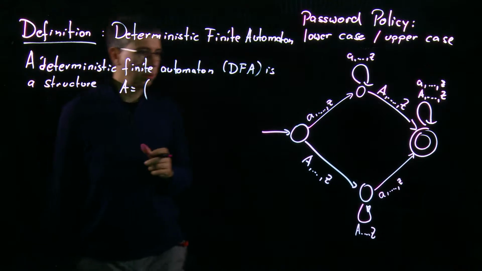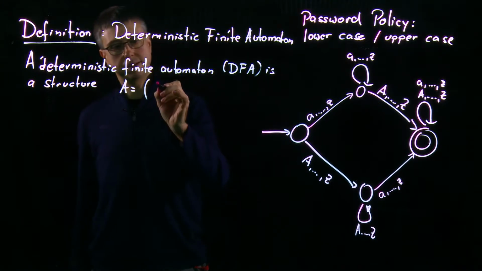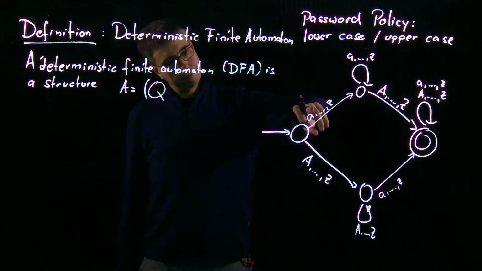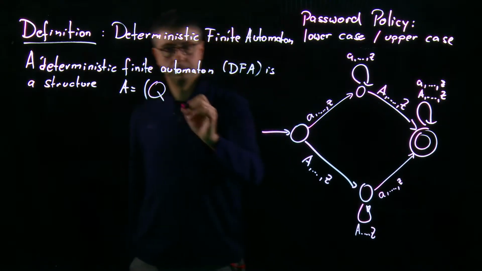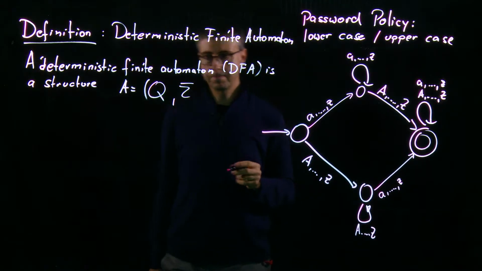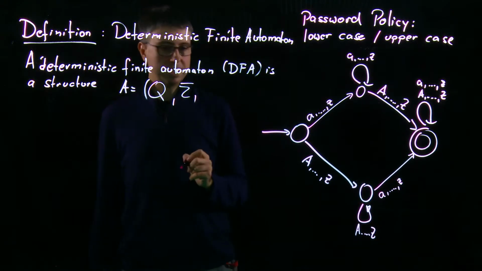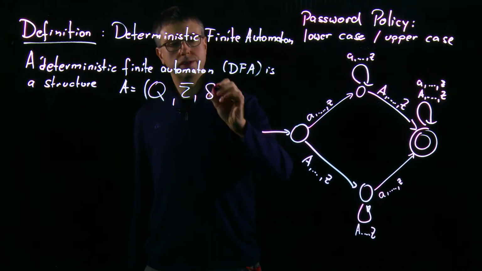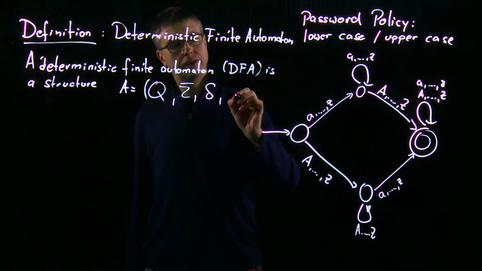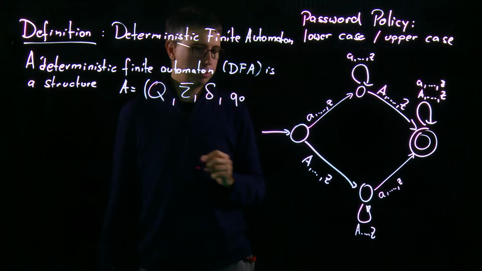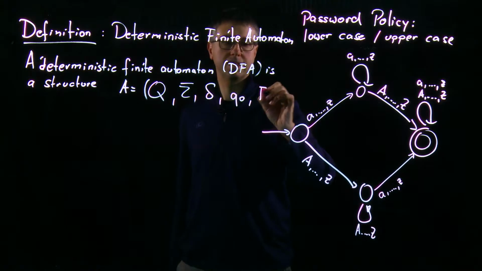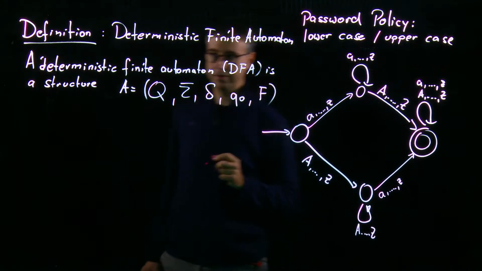And in this structure we have first states, a set of states Q. We have an alphabet from which we take all the letters at the transitions. So we have an alphabet sigma. We have a transition function delta modeling the arrows. We have one initial state Q0, and we have a set of final states or accepting states denoted by F.